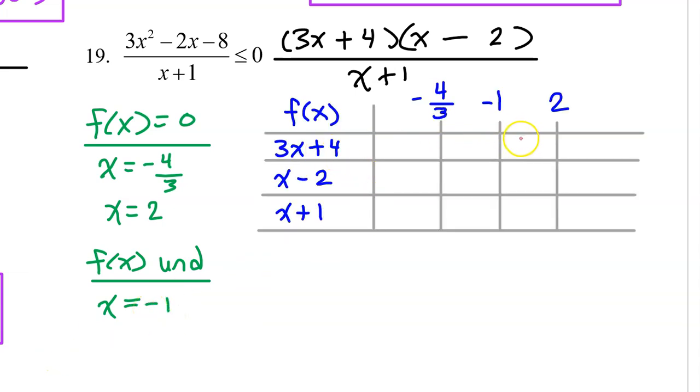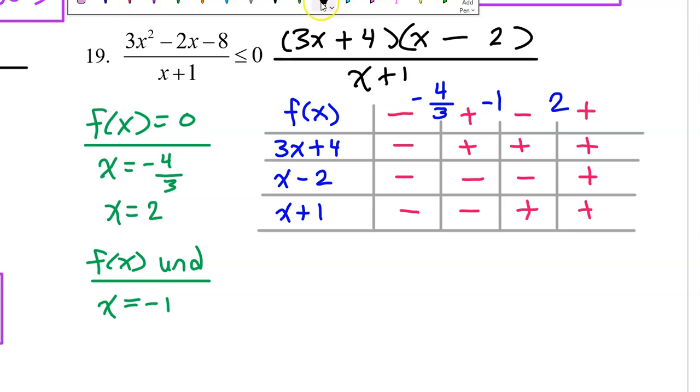Set up your sign chart like this. 3x plus 4 gave us the 0 of negative 4 over 3. It will be negative to the left, positive to the right. X minus 2 gave us the 2. It will be negative to the left, positive to the right. X plus 1 gave us the negative 1. It will be negative to the left, positive to the right. F of x will be negative in the first interval because of the odd number of negatives, and it will be positive in the next interval, negative, and positive.